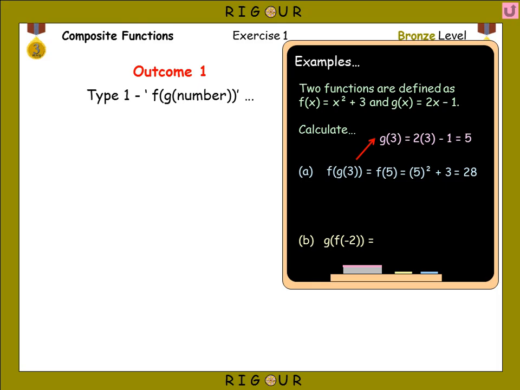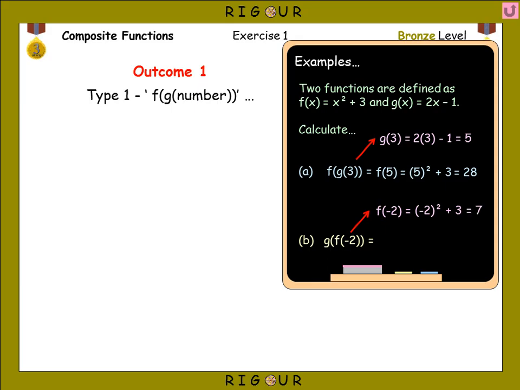So our second example is to calculate g of f of minus 2. So again we focus on the term inside the bracket and we calculate the value of f of minus 2 first of all. So we go to the f of x formula and substitute in the value of minus 2. So minus 2 squared plus 3 gives us an answer of 7.